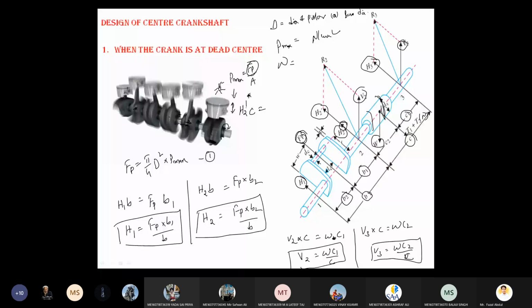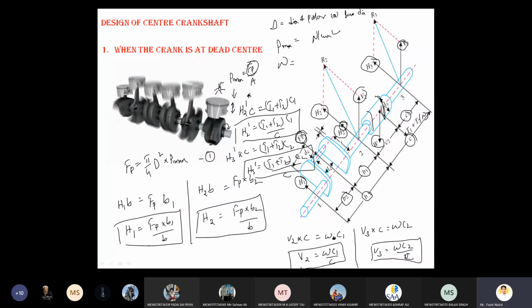T1 plus T2 into C1. Now what is H2 dash? T1 plus T2 into C1 by C. So this is the one component. Another component is H3 dash into C equals T1 plus T2 into, what is the next one, C2. So H3 dash equals T1 plus T2 into C2 by C. These are all the components we calculated.